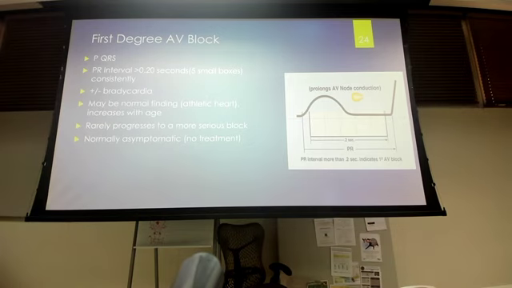First degree AV block. In a first degree AV block, we're going to have our P, our QRS, and our T. The issue with first degree AV block is the PR interval. We know a normal PR interval is, you guys remember? 3 to 5 small boxes, or 0.12 to 0.20. So in first degree AV block, that PR interval is long. It is greater than 0.20.